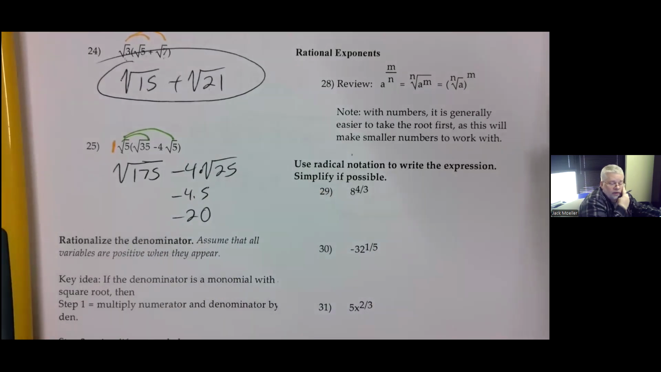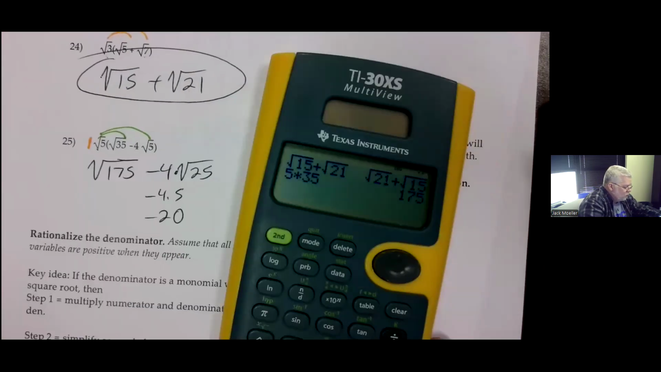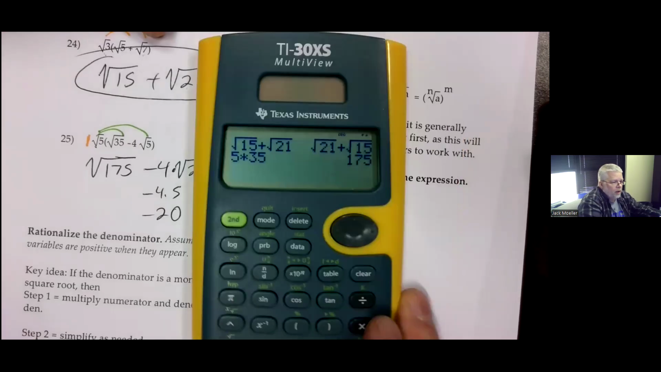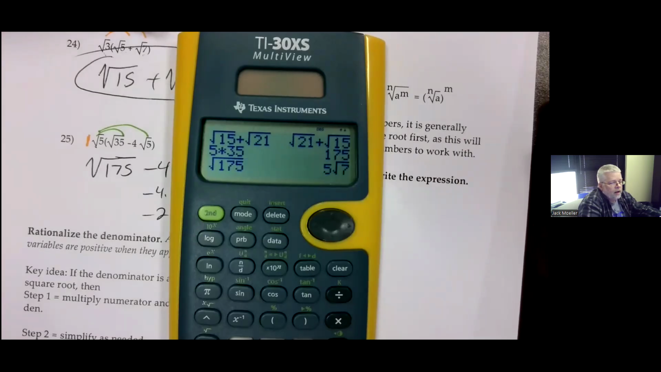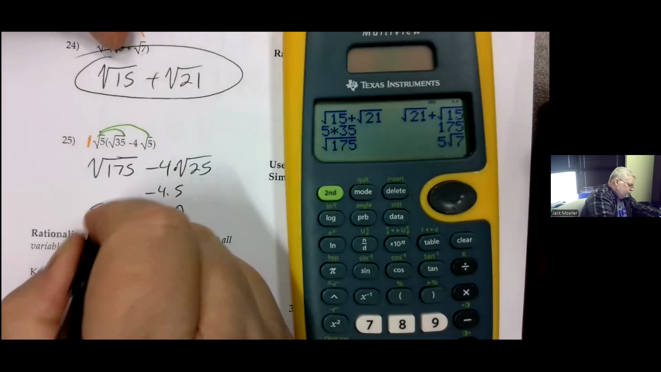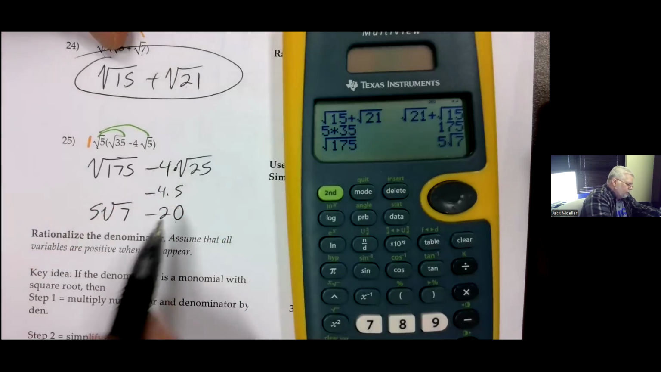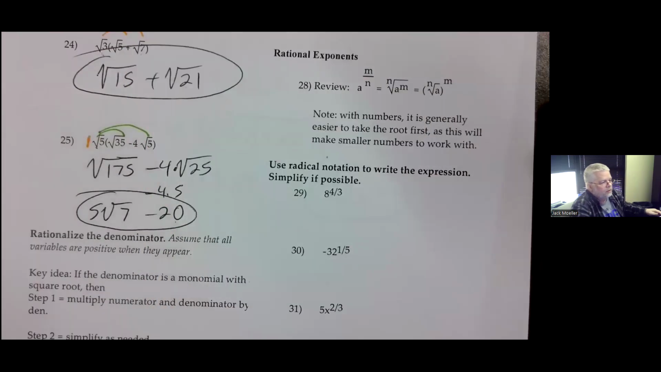All right, does square root of 175 simplify? Once you get into those triple digit numbers, again, I'm okay with you going to the calculator. The square root of 175 is 5 square root of 7. And then those are definitely, one has a radical, one doesn't. So we're done because we can't subtract those.